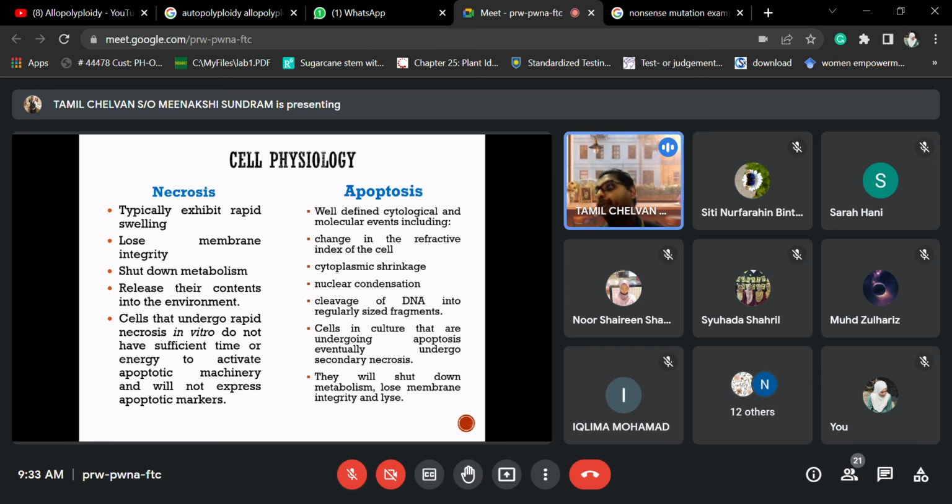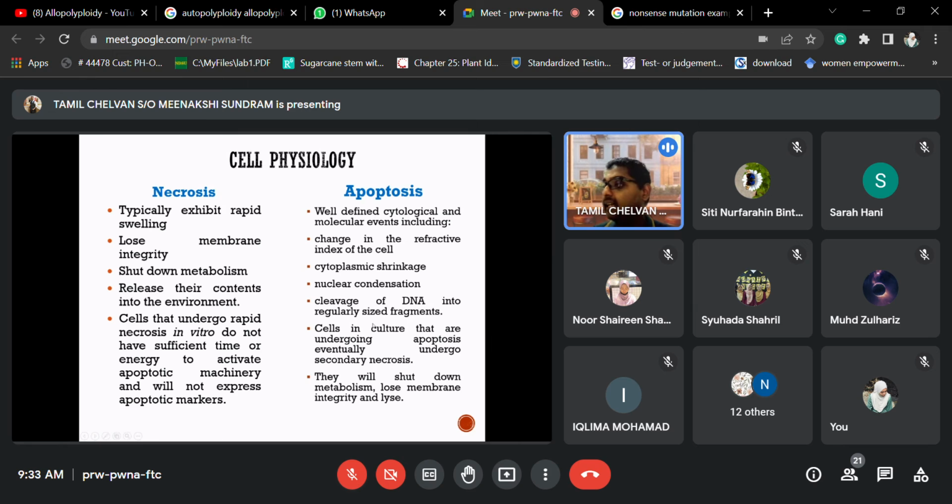Okay. Apoptosis pula, it's a well-defined cytological and molecular event. It's a process that is done slowly by the cell itself. So, macam bunuh diri lah. There is a change in the refractive index of the cells. The cytoplasm will shrink, the nuclei will condense, okay? And then the DNA will be cleaved into regularly sized fragments.